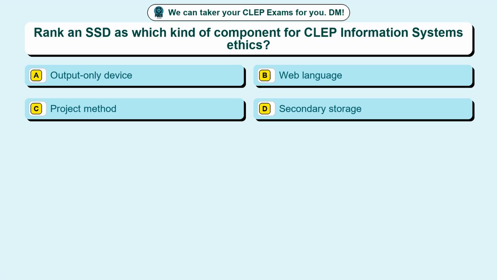Question 53. Rank an SSD as which kind of component for CLEP Information Systems ethics? Option A, output-only device. Option B, web language. Option C, project method. Option D, secondary storage.